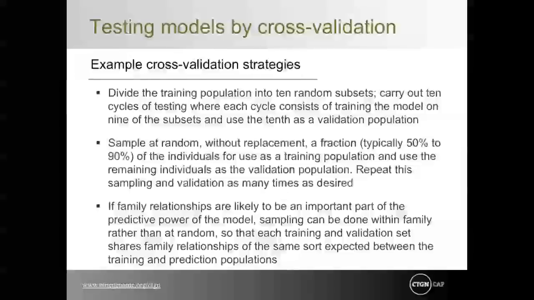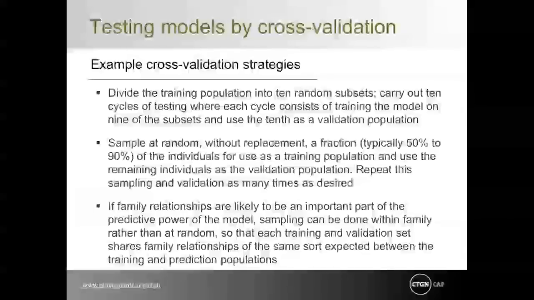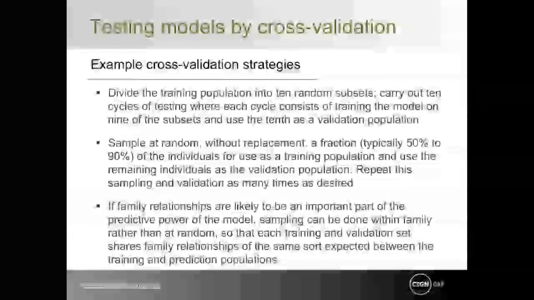Cross-validation is a method of testing the predictive accuracy of the statistical model developed using the training population before trying to apply the model to predict breeding values of the individuals in the prediction population. The training population is composed of individuals for whom both phenotypes and genotypes are available, so dividing it into subsets creates two populations with known genotypes and phenotypes.